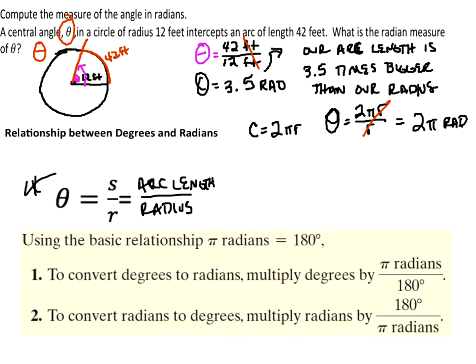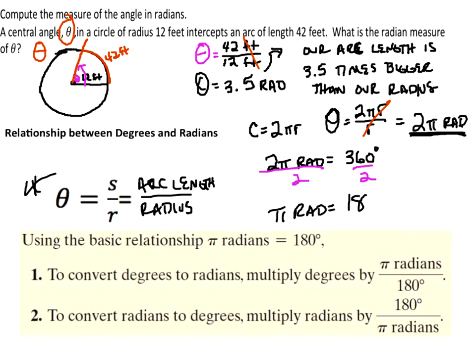So now that I know that a circle is 2 pi radians, I can say that 2 pi radians is equal to 360 degrees. If I divide that 2 off of both sides, I get that pi radians is equal to 180 degrees. So I know your book just kind of jumps to this right here, but that's the background work, where that came from. Remember, nothing in math is magic.